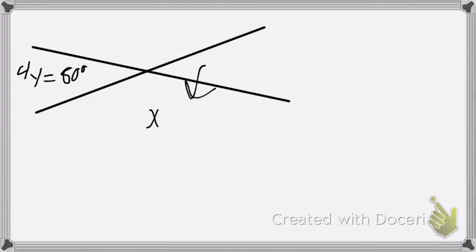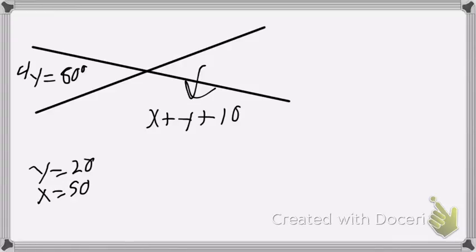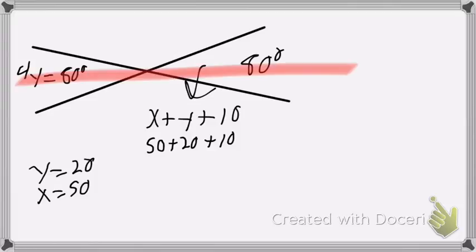This right here was x plus y plus 10. We go back here. Okay, we know that y equals 20. x equals 50. So that's 50 plus 20 plus 10. Hey, 80 degrees. Check that out. What we have there, vertical angles, each equal to each other, so we know we did it right.